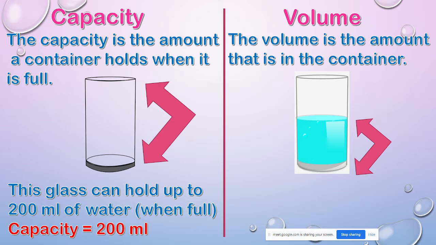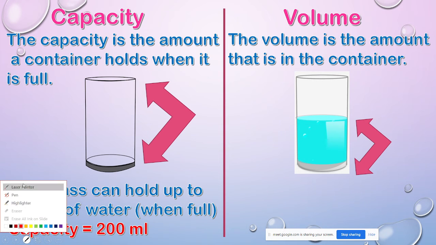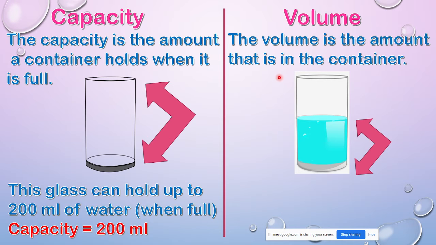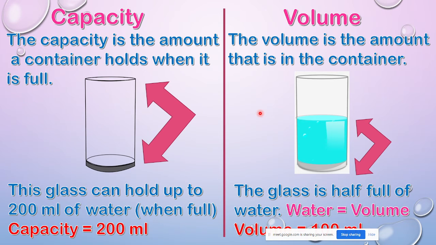For example, this water. Since we know that the glass has a capacity of 200 milliliters, when it is full, it's equal to 200 milliliters. If you have a half full glass like this, then it means it has a volume of what? Half of 200, yes, around 100 milliliters.